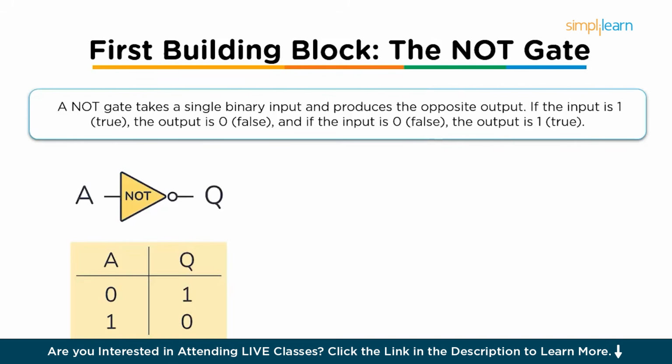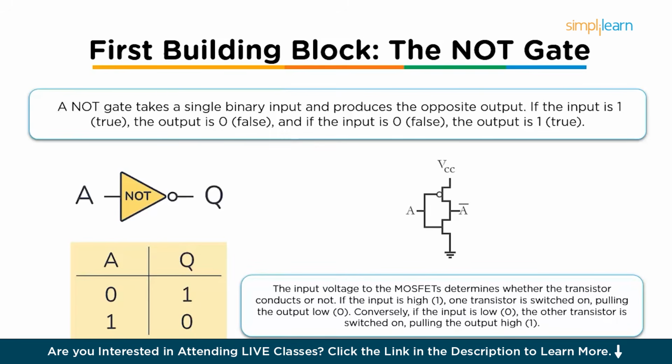Boolean representation of the NOT gate, which is this. If the input is 0, then the output will be 1, and if the input is 1, then the output is 0. 0 means false and 1 means true. NOT gate in VLSI circuits. In VLSI circuits, a NOT gate is created using MOSFETs. The input voltage of the MOSFETs determines whether the transistor conducts or not.